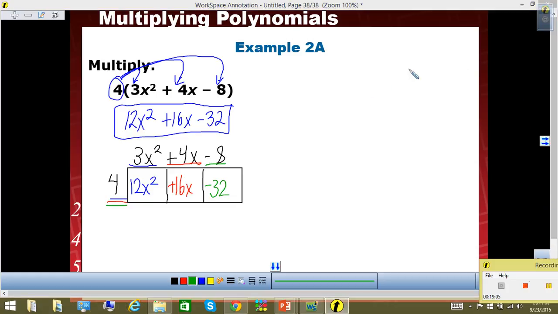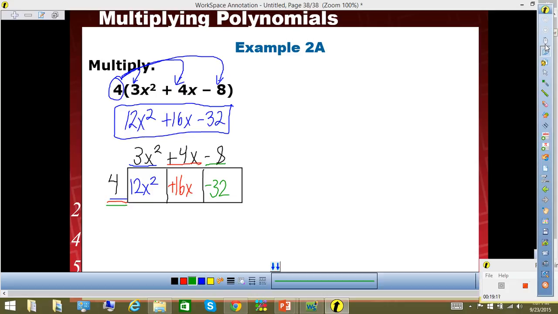So this next one, I want you to do it both ways. Distributive property and area model. Once again, everybody say thank you, Voss. Thank you, Voss. All right, here we go.